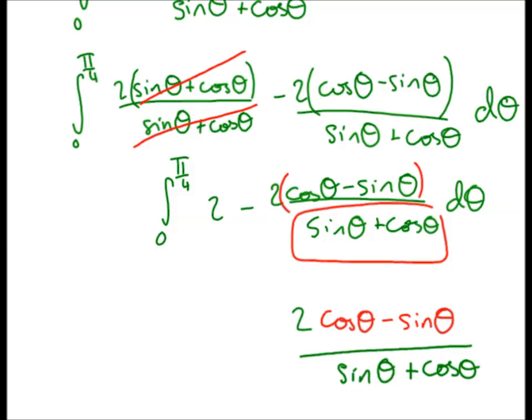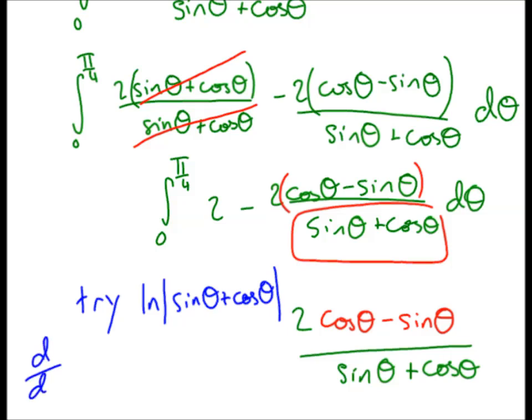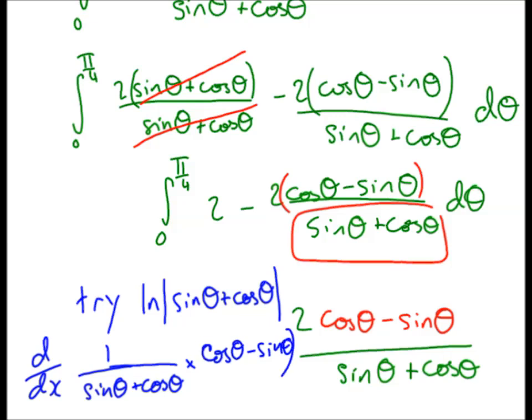And thinking back to our integration by recognition, I know that means I'm going to have to try seeing what happens when I differentiate the natural log of sine theta plus cos theta. When I differentiate that, I get 1 over sine theta plus cos theta times by what I get when I differentiate that, which is cos theta minus sine theta. And then to get the 2 here, I need to have a 2 here. And to get that 2 there, I'm going to have to multiply my original by 2.